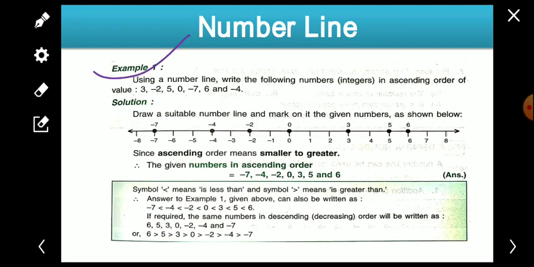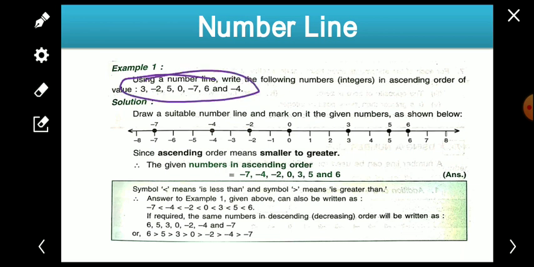Now examples, you can understand that using a number line. Write the following integers in ascending order. We have already discussed in the last session how to compare. If you have understood comparison using the number line, you can easily arrange the numbers in ascending or descending order. For that, to arrange these numbers in ascending order, first we will represent these numbers on the number line.